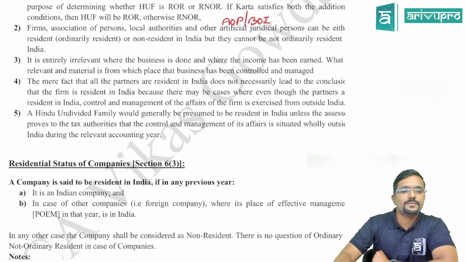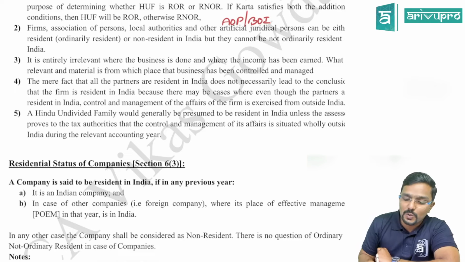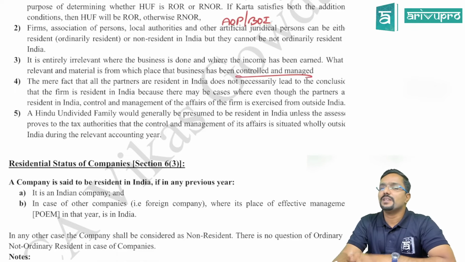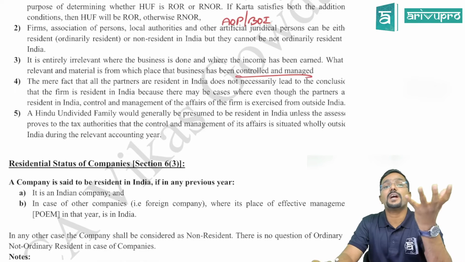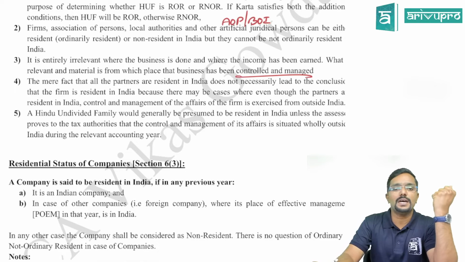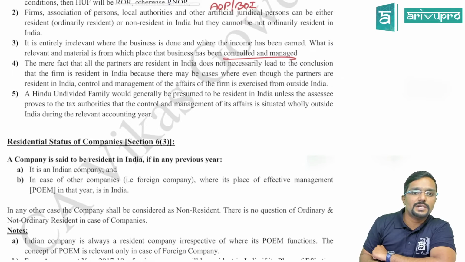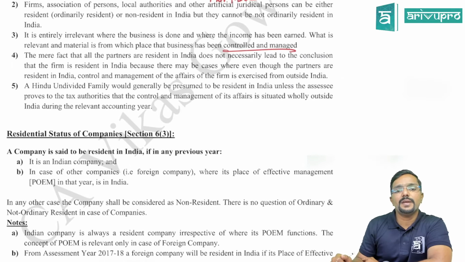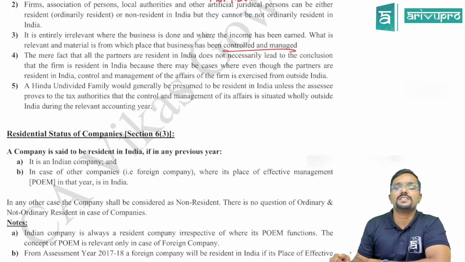Third one. It is entirely irrelevant where the business is done or carried on and where the income has been earned. What is relevant and material is from which place that business has been controlled and managed. Where income is earned, whether it is taxable or not, we will see in section 5. What is important to decide residential status is where the control is. Control means where the decisions are made. The mere fact that all the partners are resident in India does not necessarily lead to the conclusion that the firm is resident in India, because there may be cases where even though the partners are resident in India, control and management of the affairs of the firm is exercised from outside India.